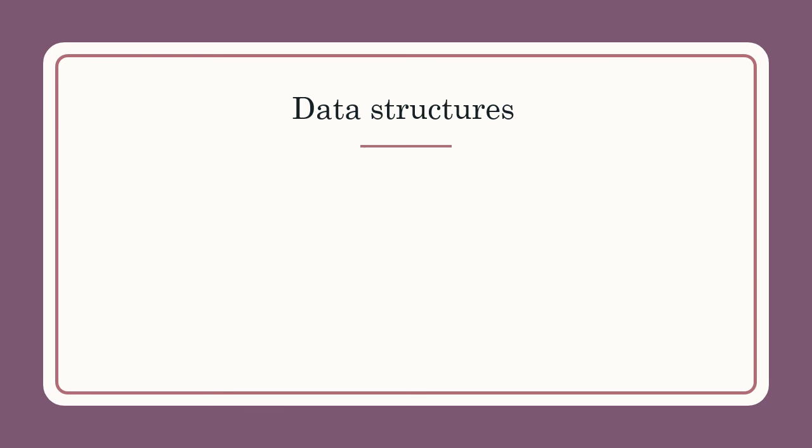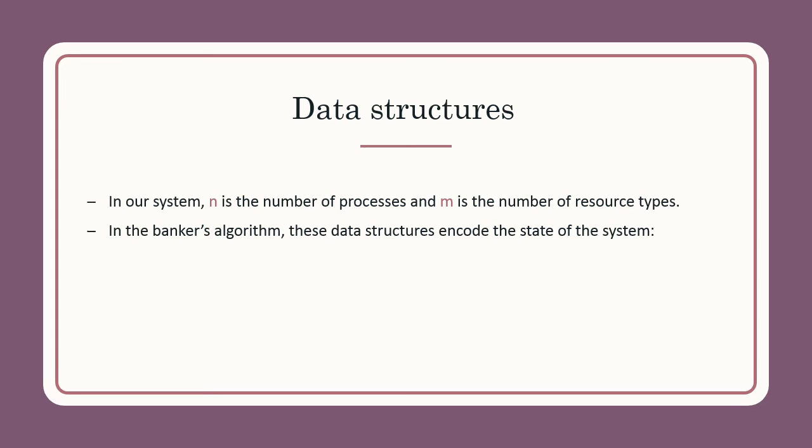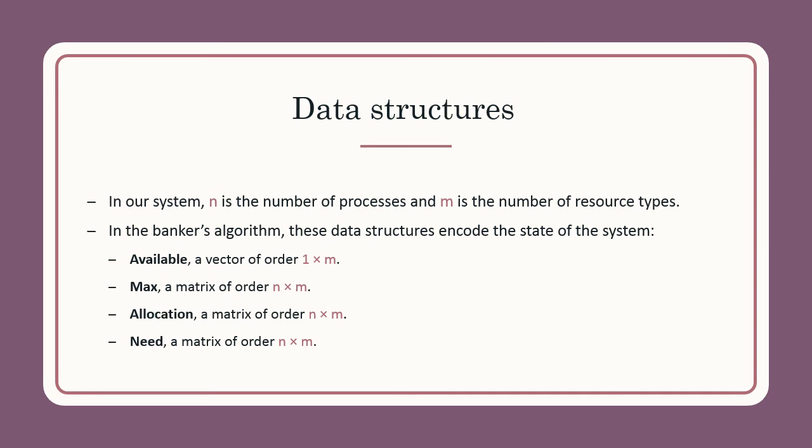Data structures involved. In our system, n is the number of processes and m is the number of resource types. In the banker's algorithm, these data structures encode the state of the system. Available, which is a vector of order 1 into m. So it's a row vector of order m. Max, allocation and need. All of these are matrices of order n into m. That is, they have n rows and m columns, or as many rows as the number of processes and as many columns as the number of resources.